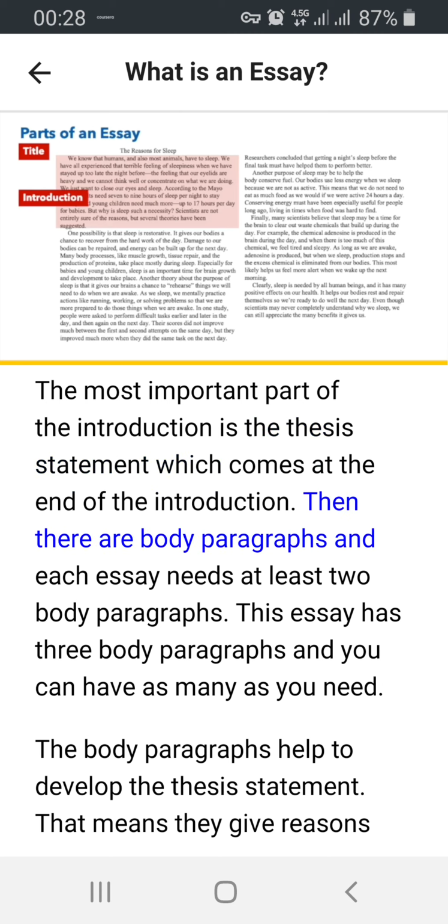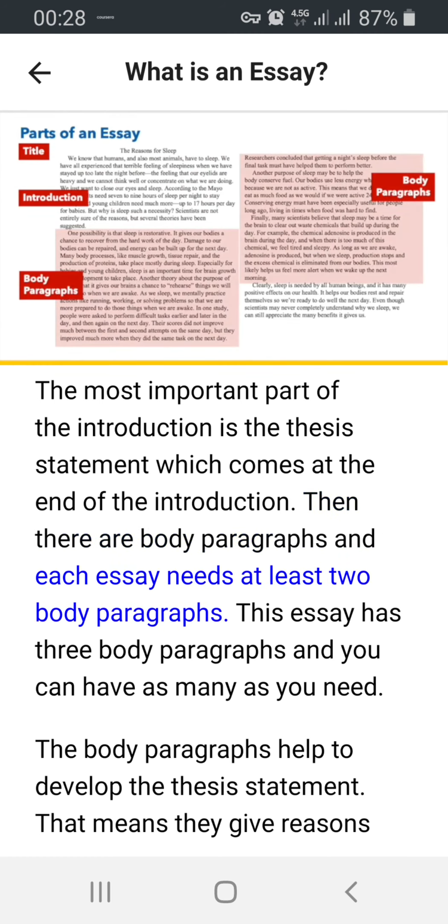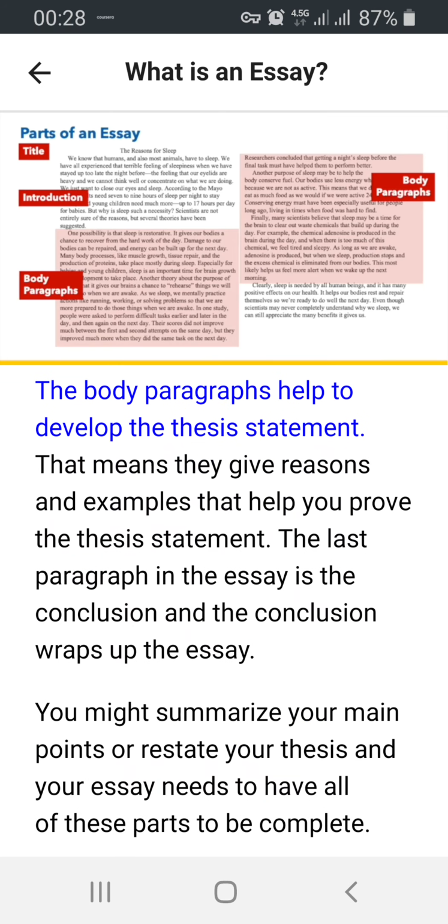Then there are body paragraphs, and each essay needs at least 2 body paragraphs. This essay has 3 body paragraphs, and you can have as many as you need. The body paragraphs help to develop the thesis statement. That means they give reasons and examples that help you prove the thesis statement.